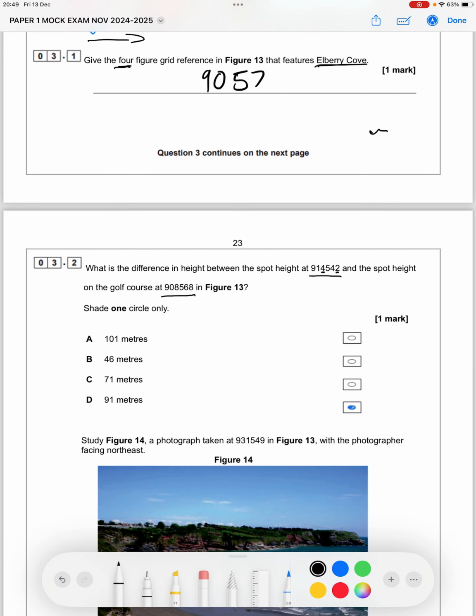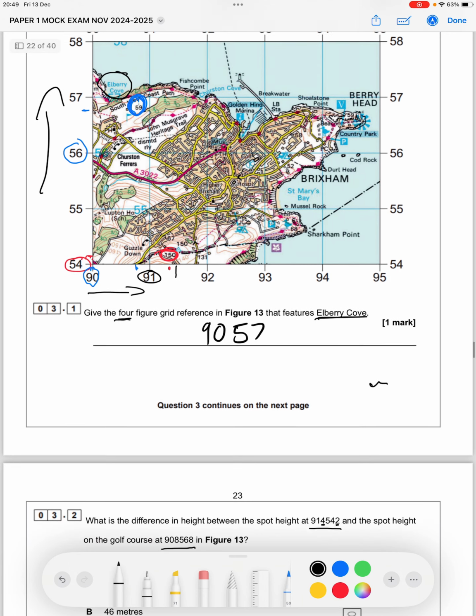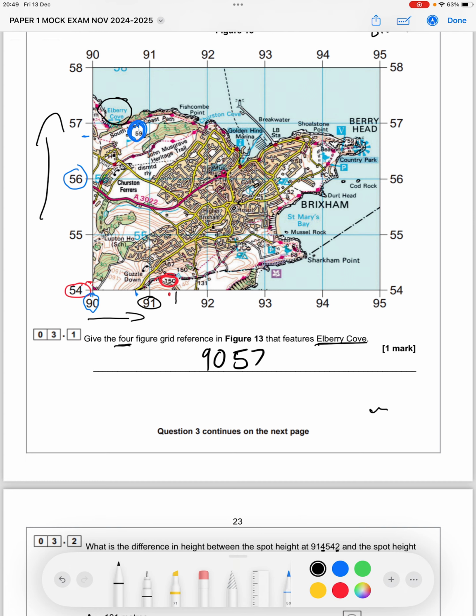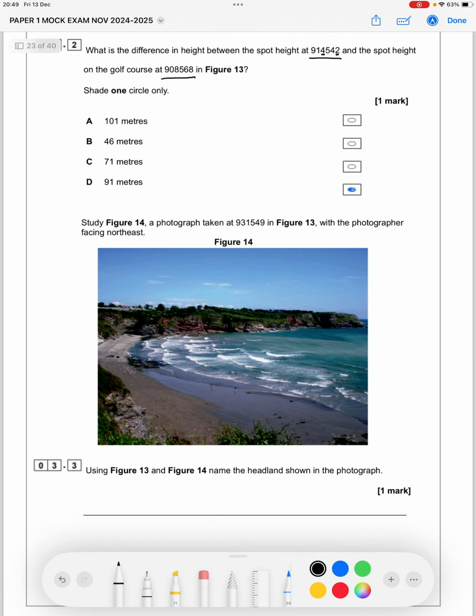Okay, so take your time with these. Usually on the maps, when they're giving you 6 figures, normally they will give you some very clear ones. So for example, if you look in 90.56, there's only one spot height, it's 59. In 91.54, there's only one spot height, it's 150. So usually they will kind of help you out. They won't make it too difficult.